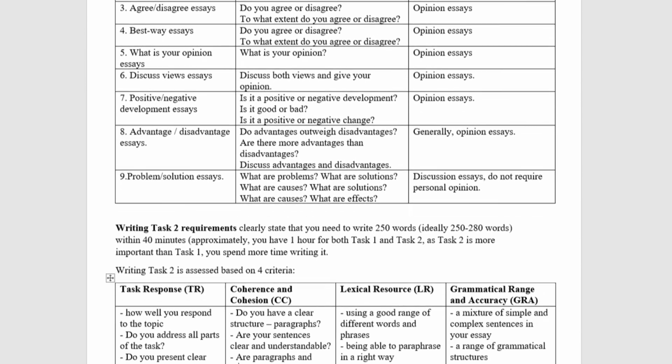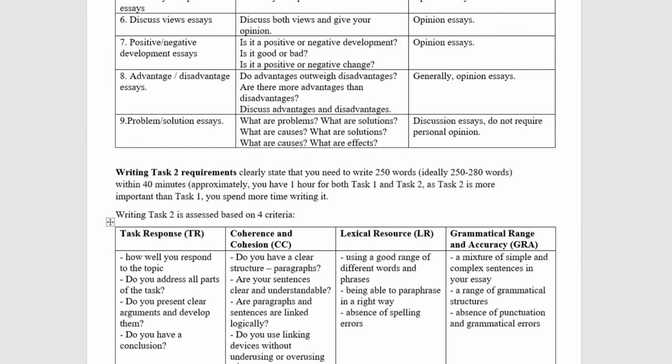Writing is assessed according to these four criteria: task response, coherence and cohesion, lexical resource, and grammatical range and accuracy. Just in short, task response assesses how well you explain, how well you respond to the topic, or in task 1, how well you analyze the topic. Coherence and cohesion is like the structure of your essay, and how well structured and how clear your sentences are.